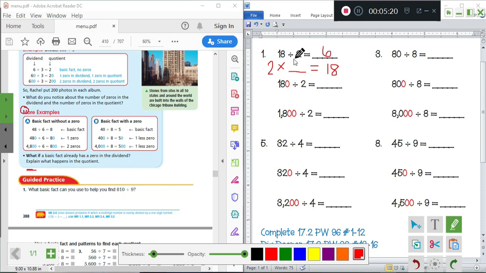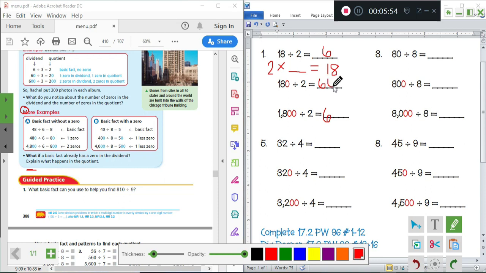Okay, so now we know that 18 divided by 2 equals 6. We know that each one of these are also going to start with that same basic math fact. Sorry, it's a little sloppy, I apologize. All right, now, how many zeros have been added to my dividend? That's right, 1 zero. So 180 divided by 2 equals what?